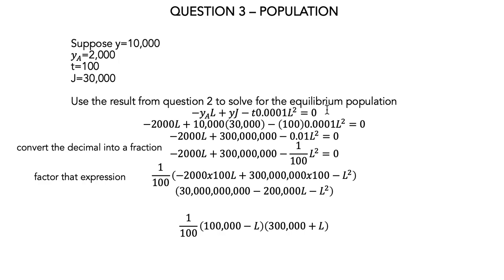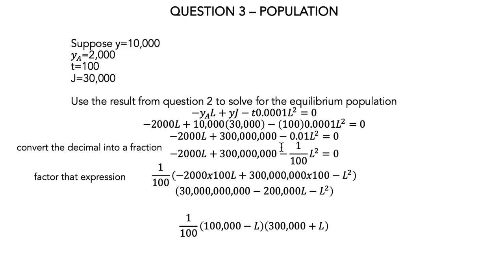So we have here our equation, and now we're going to substitute the numbers that we already know. So instead of the income from agriculture, we're going to have the 2,000. Instead of the income from the city, we're going to write 10,000. The 30,000 urban jobs minus 100 times 0.0001 L squared. We simplify it a bit and we get this number. And now what we want to do is to simplify it as much as we can to solve for L. So we're going to factor out this number. You can factor it out like 0.01 or as 1 divided by 100 because it's the same thing.